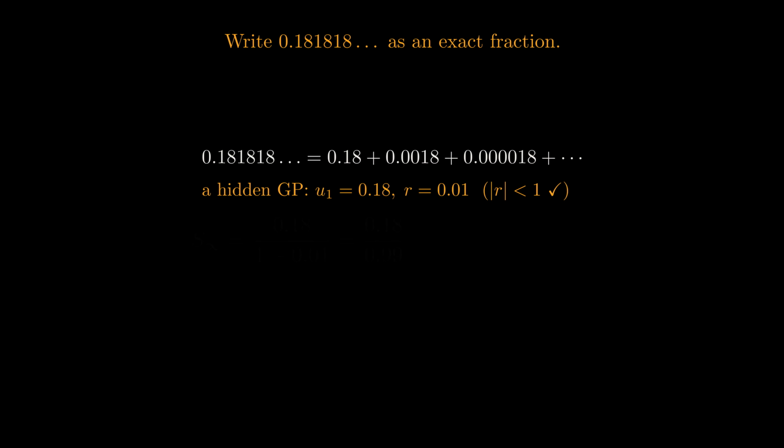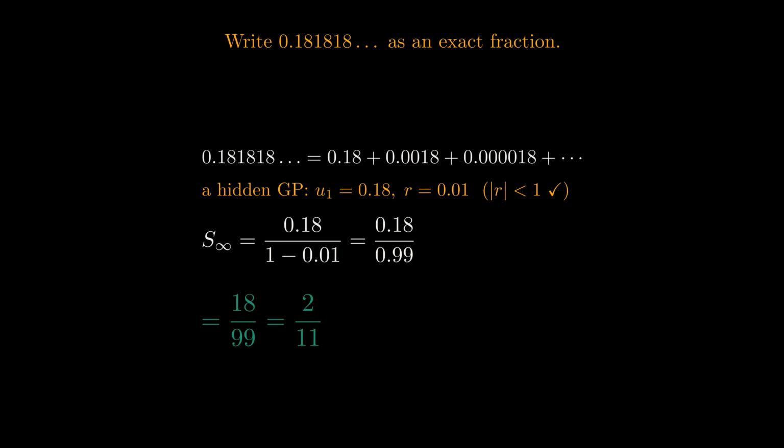Sum to infinity, 0.18 over 1 minus 0.01, which is 0.18 over 0.99. Multiply top and bottom by 100 to get 18 over 99. And that cancels to 2 over 11. A repeating decimal pinned to an exact fraction.